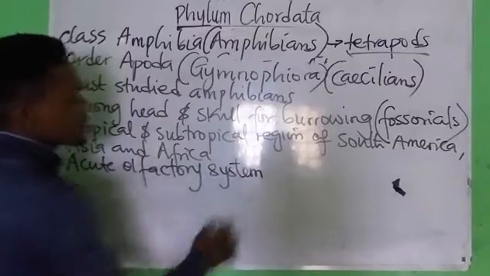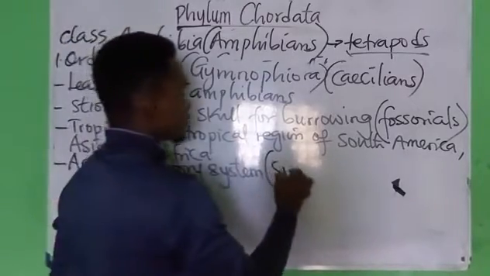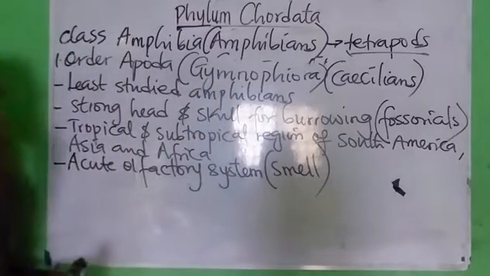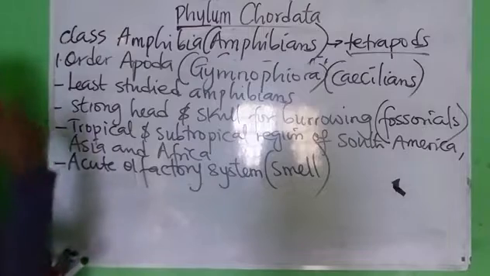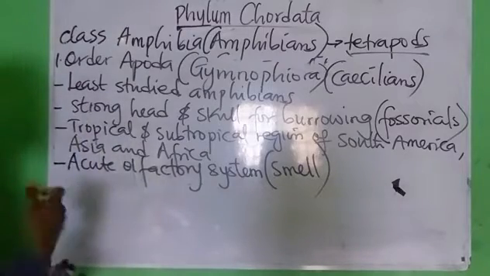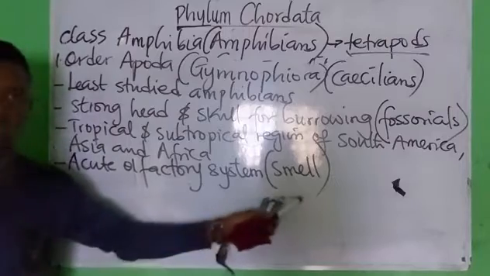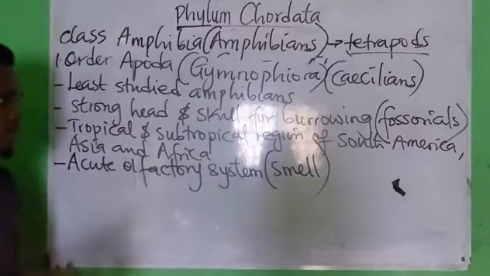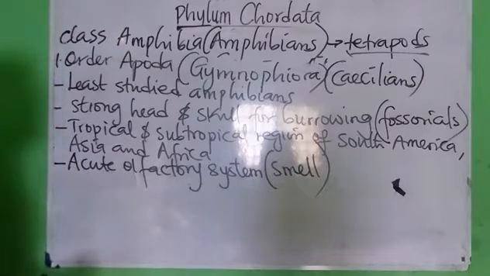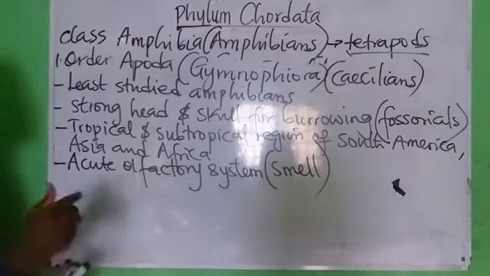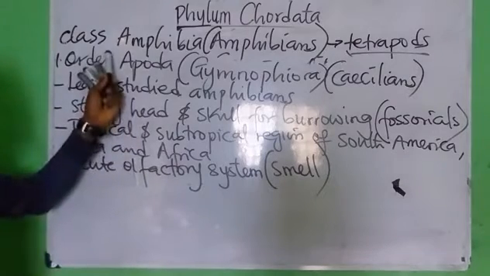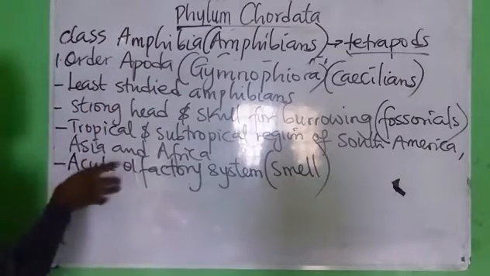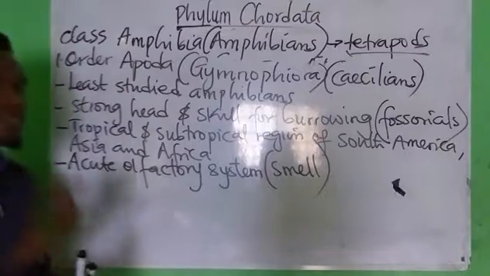Now, this acute olfactory system is meant for what? Smell. This organ is meant for smell. It is sensitive to odor. That is olfactory, to smell. To smell odor. That is, it is sensitive to smell or to odor, as the case may be. I've given us examples of class Amphibia, that is order Apoda, Sicilians, and these are the features possessed by these guys. Please take note of that.